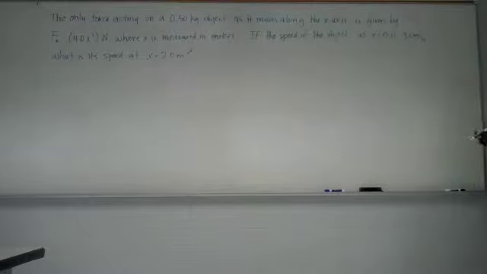So the only force acting on a 0.5 kilogram object as it moves along the x-axis is given by force is equal to 4x cubed newtons, where x is in meters. That means the 4 has to have units. What units does the 4 have? The whole equation has to give us units of newtons.